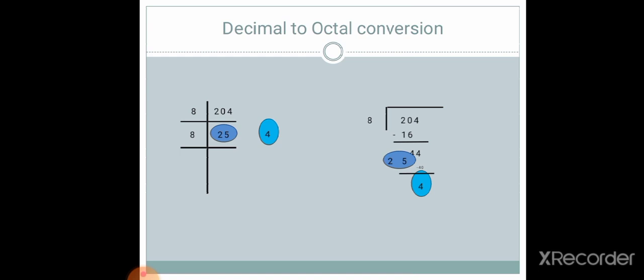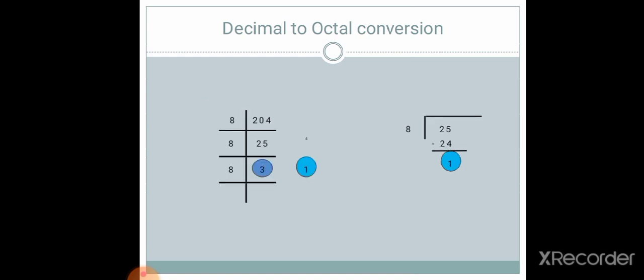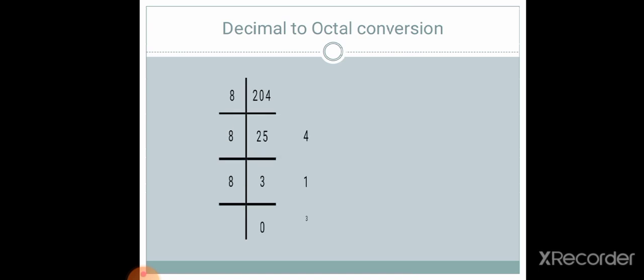Now the next procedure is we have to divide 25 with 8. So 8 threes are 24, so remainder will be 1. Now again we have to divide 3 with 8. So division is not possible, so we'll put 0 as the answer and we'll take 3 as a remainder, right. So if you divide 3 with 8, it cannot be divided, that's why we put 0 as the answer and that 3 as a remainder, right.